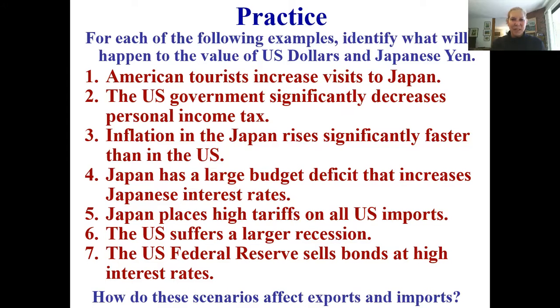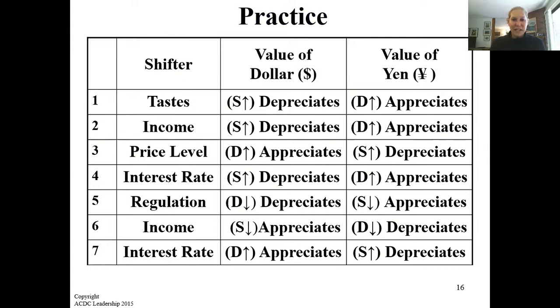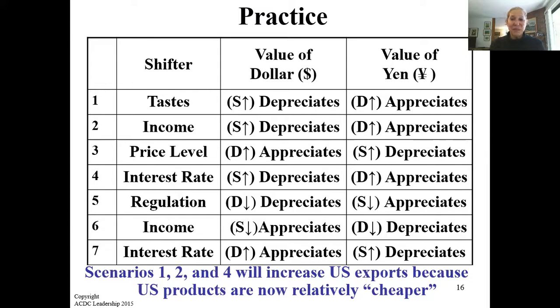So you should be able to put this on that previous page worksheet. I would take a screenshot of this now and try to work out the examples. On the next slide, I will give you the answers, so you'll want to take a screenshot of that as well. Okay, here we go. All right, here are the answers. Take a screenshot of this, see if you can work everything out on your own, and check your answers against this. Okay, moving on. Scenarios 1, 2, and 4 will increase US exports because US products are now relatively cheaper.